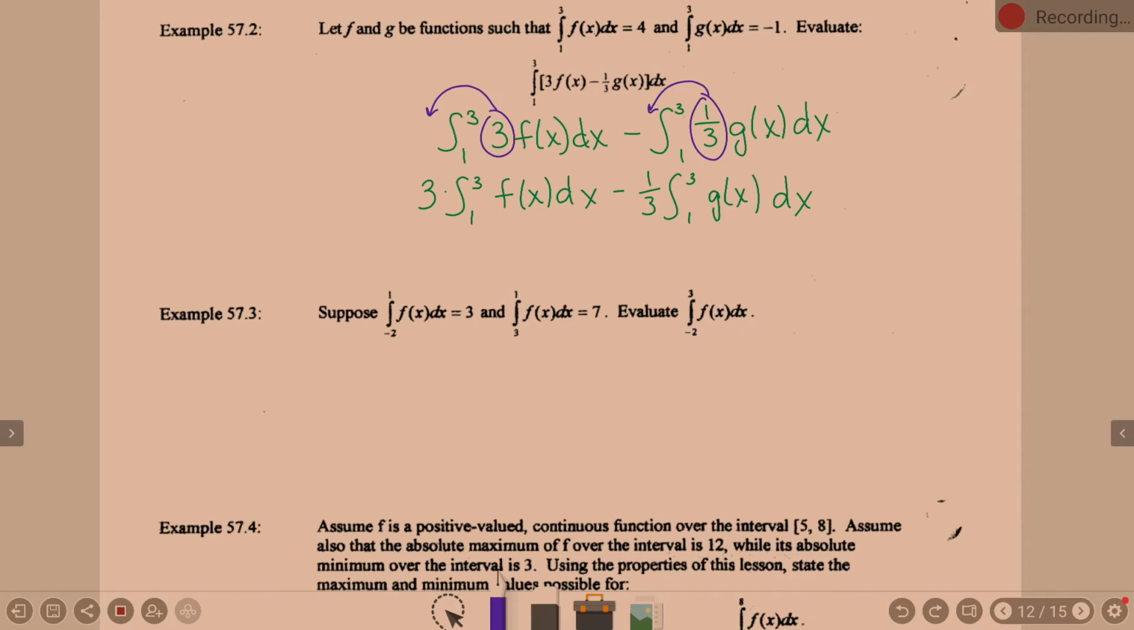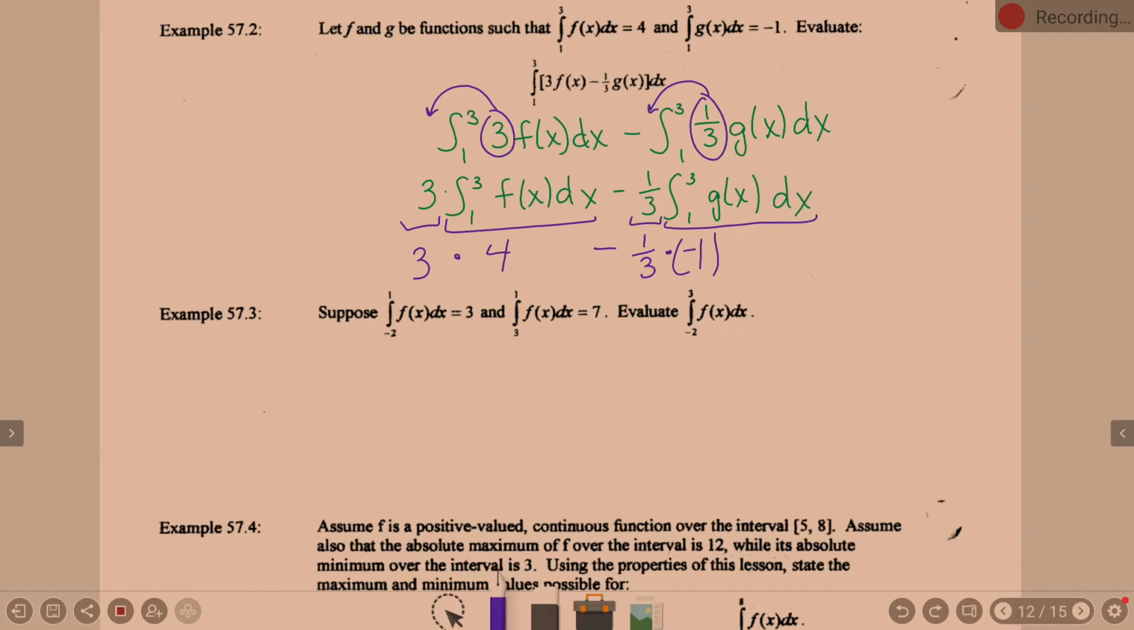Now, do you see all the pieces? We have a 3 here, right? What do we know about the integral from 1 to 3 of f of x dx? It's 4. So that's going to be 3 times 4. Minus, we have a 1/3. And what do we know about the integral from 1 to 3 of g of x? -1. So that's the math you're doing. Whether you saw that math right off the bat or not, you could definitely see that math without even rewriting anything. I'm not going to argue that fact by any means.